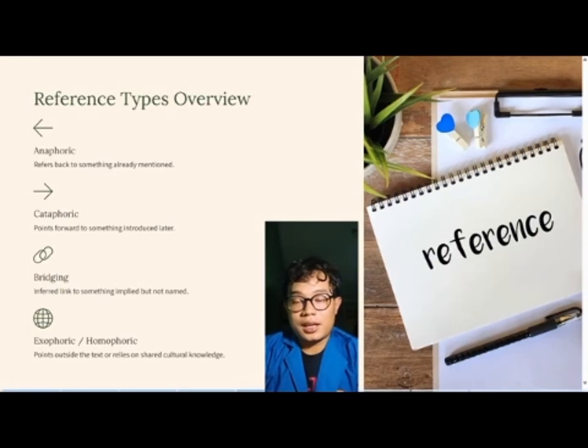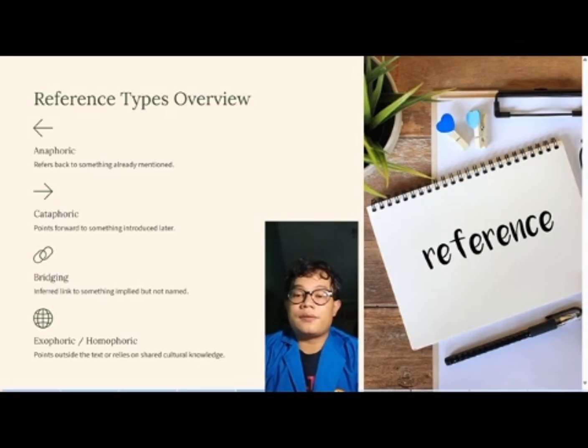And the second one is cataphoric reference. This is the opposite. It points the reader forward, referring to an entity that will be fully named or introduced later in the story. And the third one is bridging reference. Here there is no direct lexical link. Instead, the reader must make an inferred connection based on an implicit relationship between a named object and a new element.